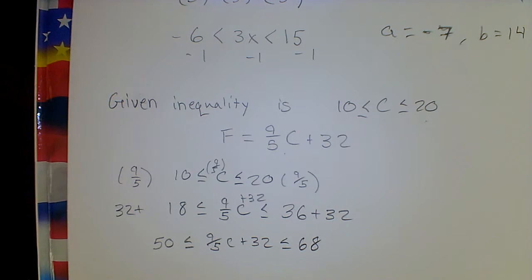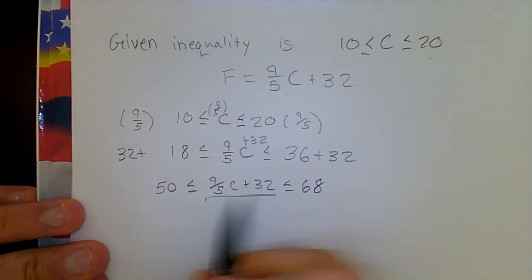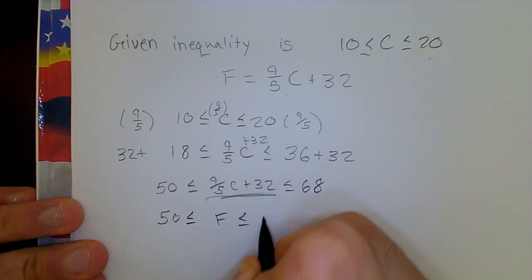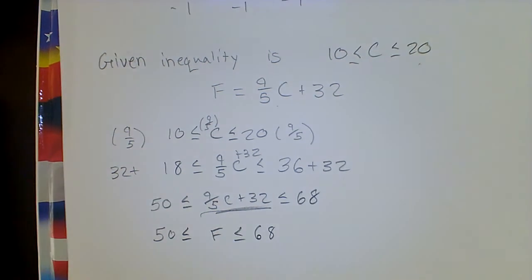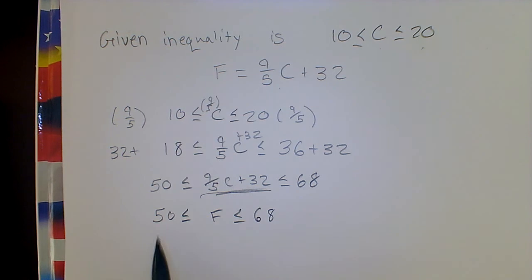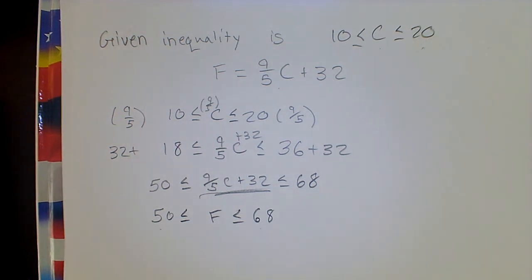Okay, so now, this is Fahrenheit, so we can substitute an F in for that. So we've solved the problem. If you don't know what 10 degrees and 20 degrees Celsius are, it's 50 degrees Fahrenheit and 68 degrees Fahrenheit. So that's what the temperature would be in London on your working trip.